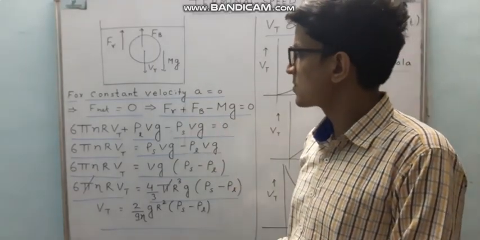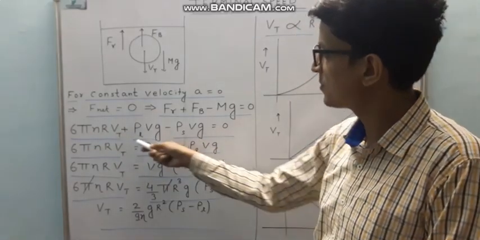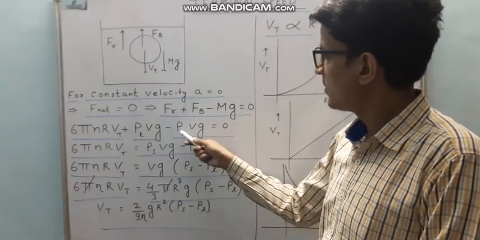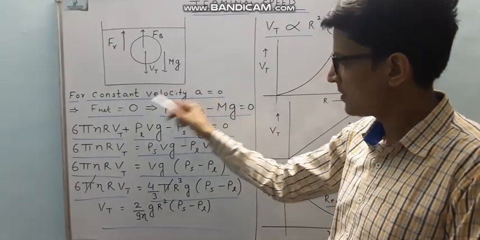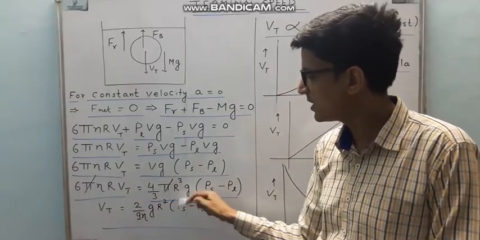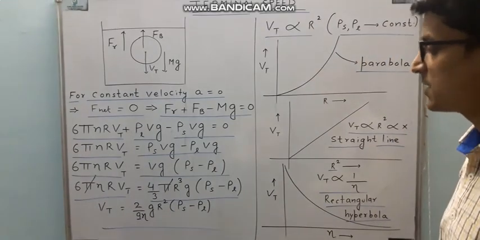So we know the Stokes law that resistive force is 6 pi eta r v. Buoyant force is rho liquid Vg, where V is the volume of the body. M will be rho solid into V, so mg is rho solid Vg. After all the calculations, we have the expression for terminal speed as 2g r square by 9 eta, into (rho solid minus rho liquid).